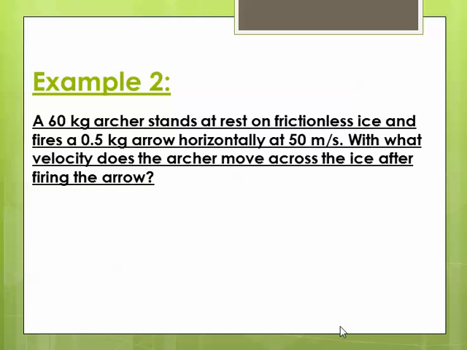Another example. A 60 kilogram archer stands at rest on frictionless ice and fires a 0.5 kilogram arrow horizontally at 50 meters per second. With what velocity does the archer move across the ice after firing the arrow?